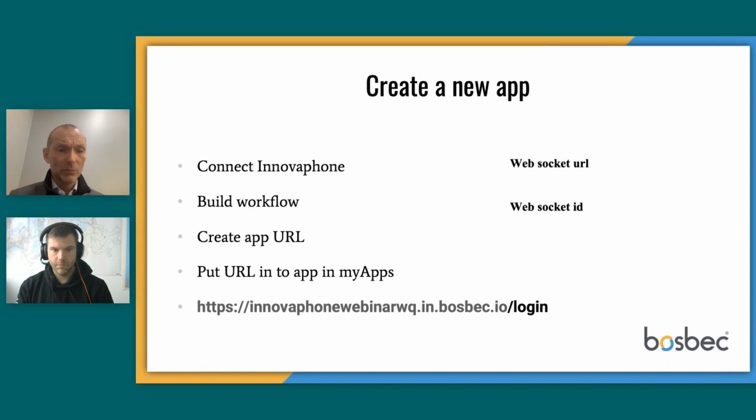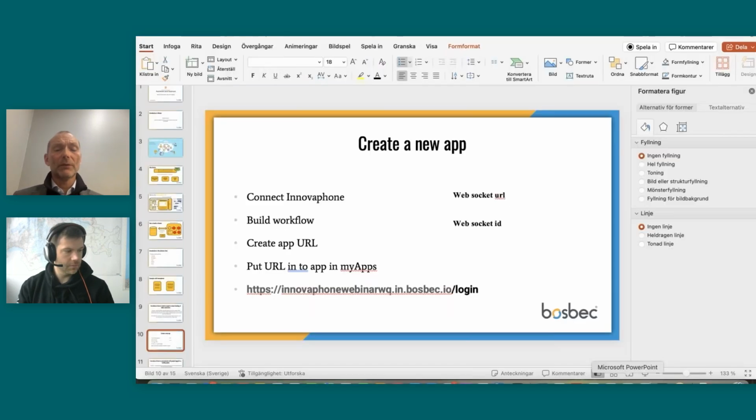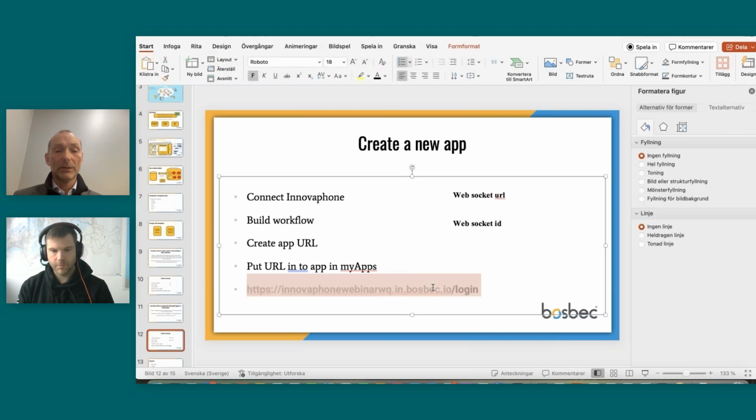Then I'm building the workflow. And in this case, the same thing, I just have to install it. Since this case is ready to use directly, I create this URL and I put this into myApps. Now, in this case, I will use the same app as before, but I can have many Bosbec myApps in the platform. But in this case, I will use the same app, so I have to change this URL in innovaphone.